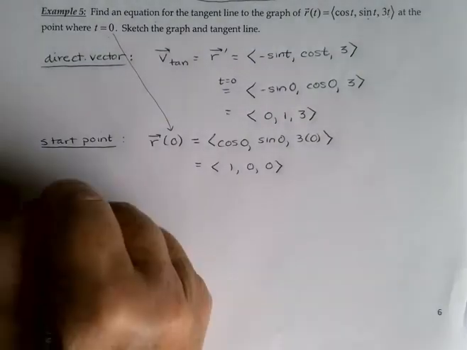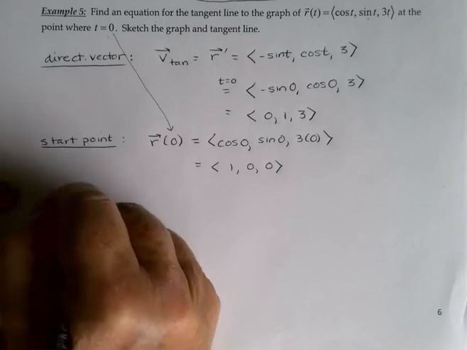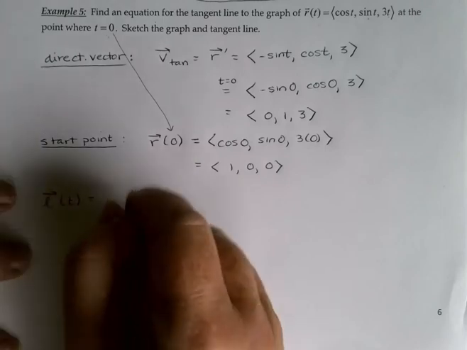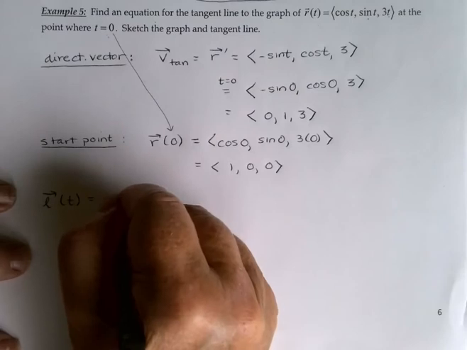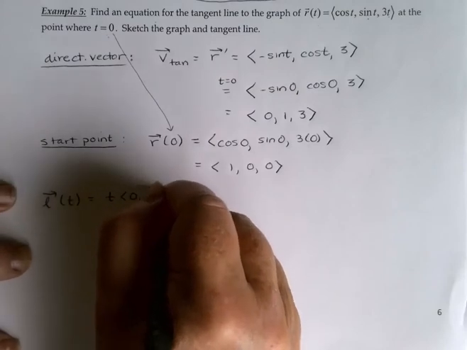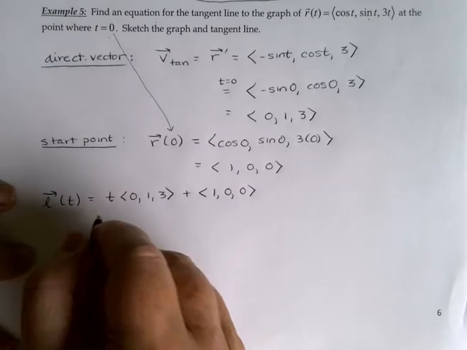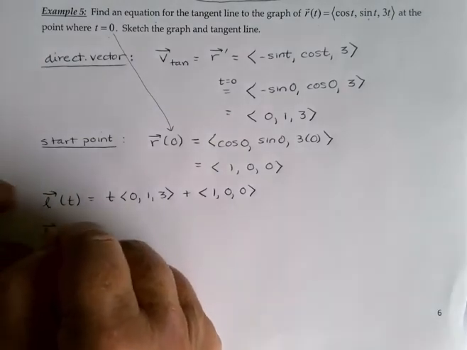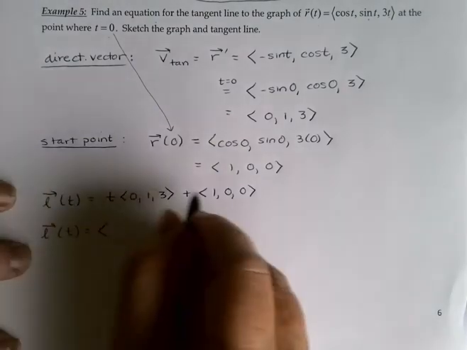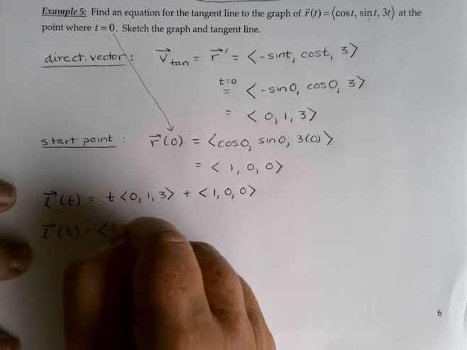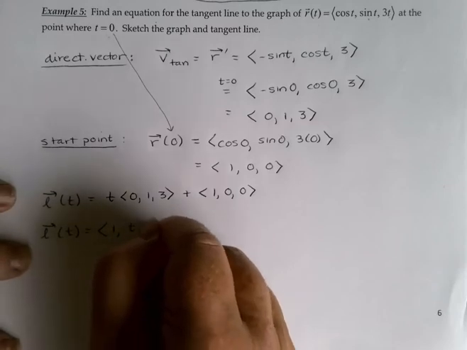All right, that means the equation of the tangent line, which I'm going to call L of t, is t times my direction vector, plus the vector we got from the starting point, or 1, comma t, comma 3t.